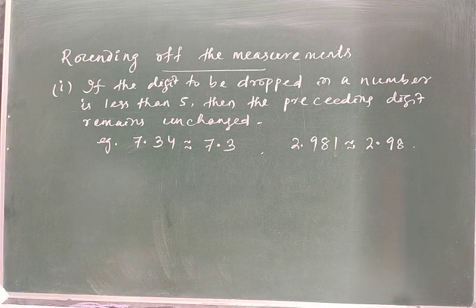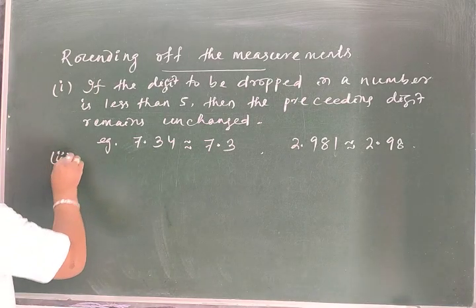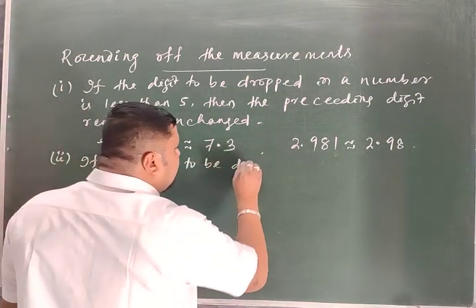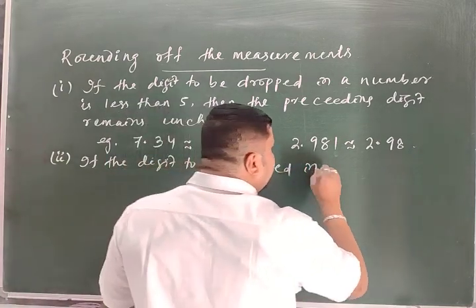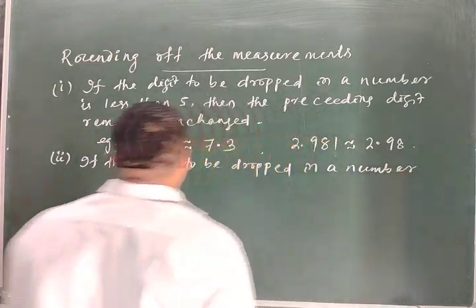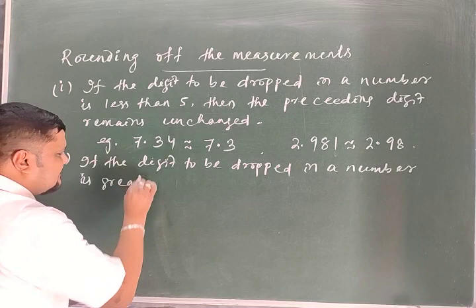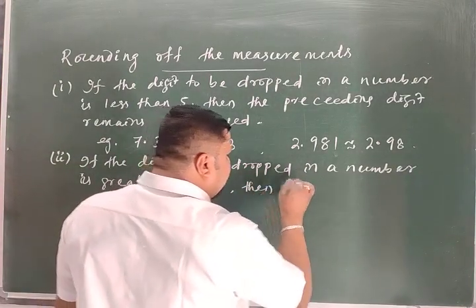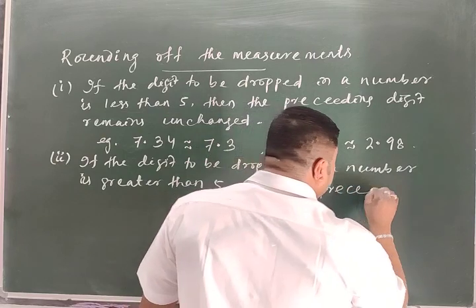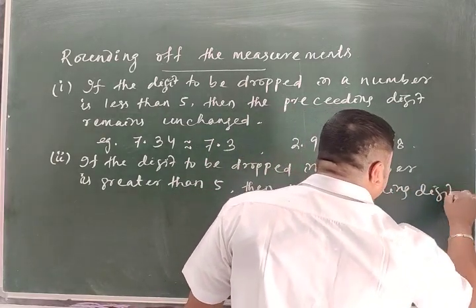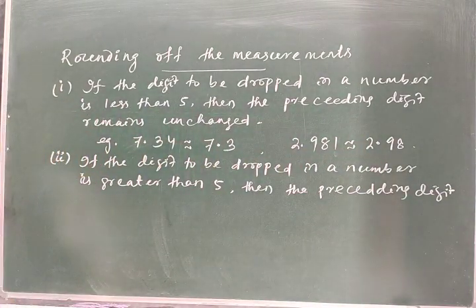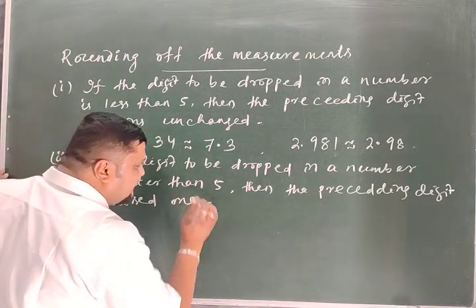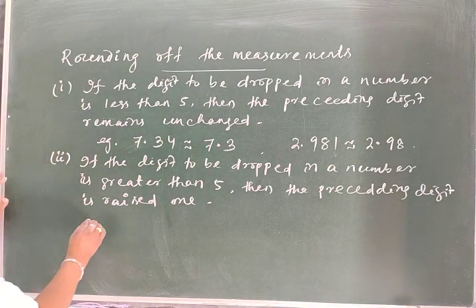Rule 2: if the digit to be dropped in a number is greater than 5, then the preceding digit is raised by 1.